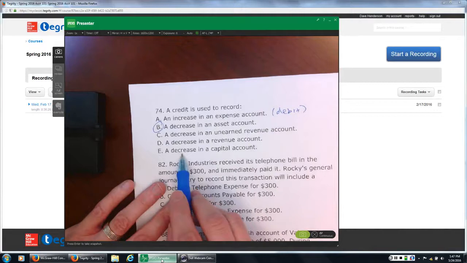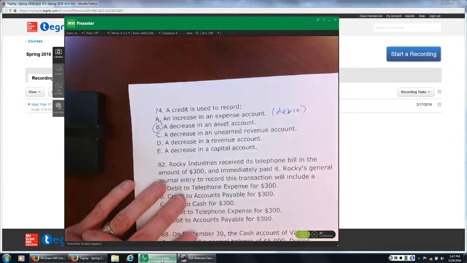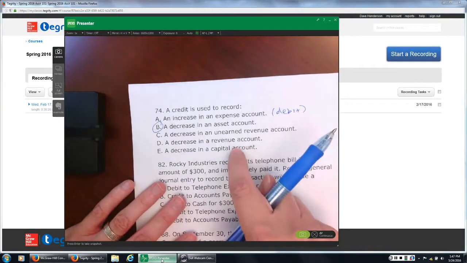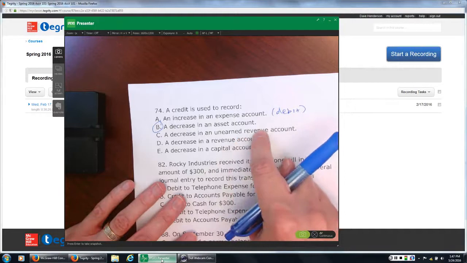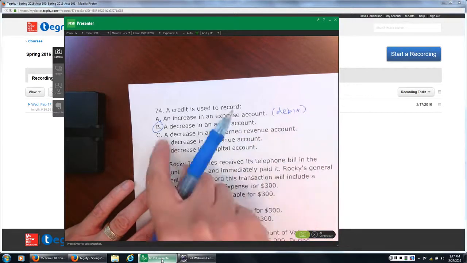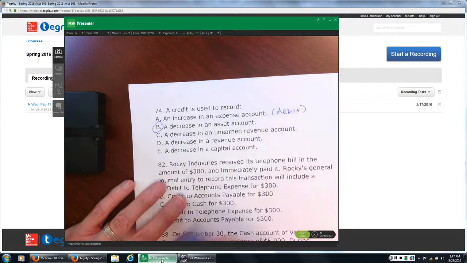Okay. And then same thing, it would be an increase in the capital account because this and this both positively affect equity. And the way that I make equity go up is with a credit. Okay? This is a liability, and liabilities normally have credit balances. So if I credit unearned revenue, it's going up.